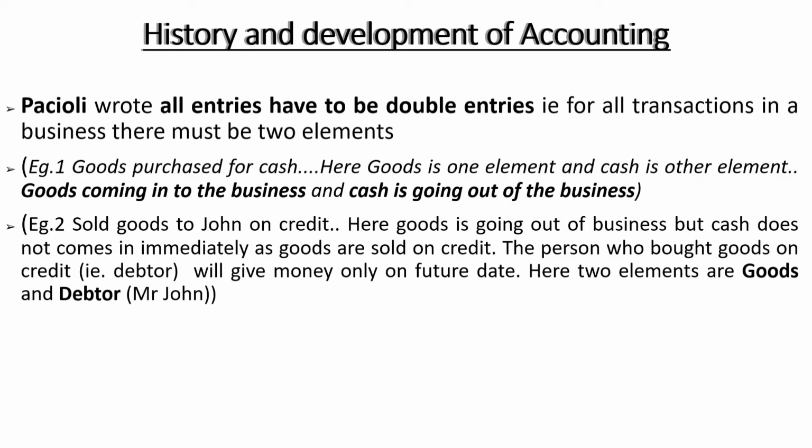On that date, also there will be two elements. One is Mr. John and the other one is cash. Mr. John is paying cash to us and he is the debtor.